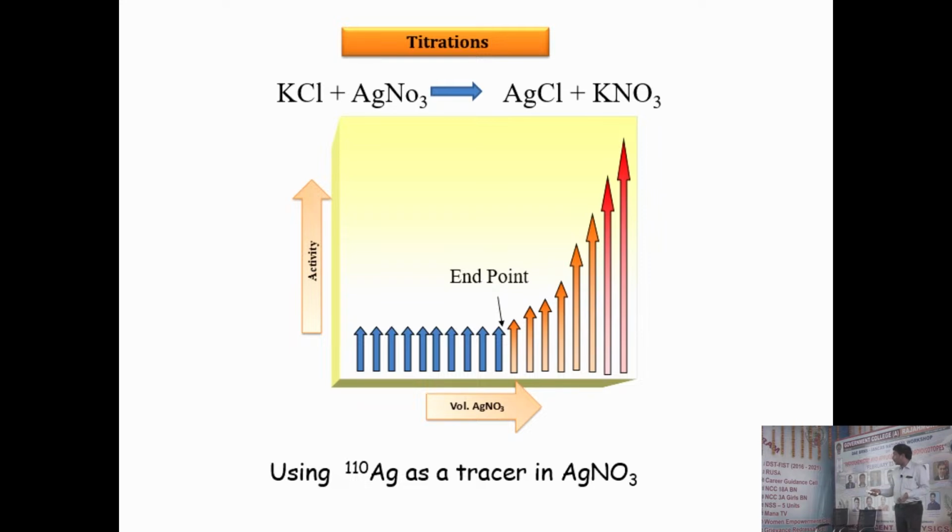Up to the end of precipitation, the activity of the remaining solution will remain the same. Once the precipitation is over, whatever AgNO3 you add will remain in the solution, hence the activity will go up this way. You can identify the end point in this type of titration. Very simple examples are taken because you all belong to the physics discipline. With these simple examples I want to explain the application of radioanalytical techniques.